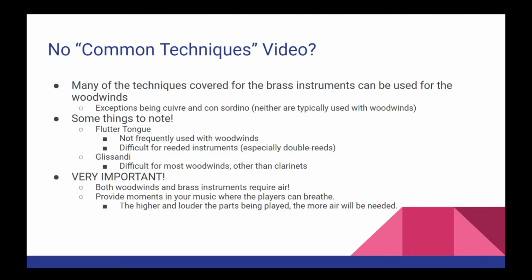Honestly, that was because many of the techniques that we covered for the brass instruments are the same ones that we can find for the woodwinds, with the obvious exceptions being that neither cuivre nor mutes are techniques that you'll typically find in the woodwind section. However, a few quick things that I would like to mention are that glissandi and flutter tongue are both technically possible on woodwind instruments, but they're not found nearly as often as they are with brass instruments. Flutter tongue tends to become more difficult with each reed that an instrument uses, and true glissandi tend to be very difficult for most woodwinds, other than the clarinets.